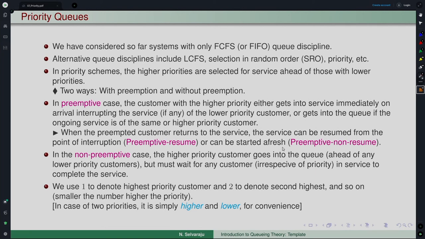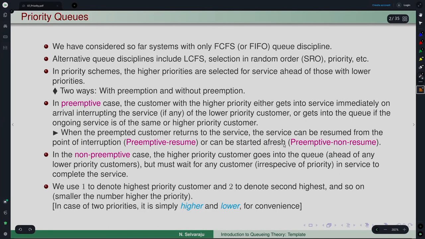Situations in both may be possible here. If some sort of paperwork is being done as the service, then wherever you stopped, you will probably start from there for the lower priority customer. That's one way. If it is something which requires some startup, say for example some kind of heating process is involved, then you have to start afresh, because the already done work is of no use. So that could be preemptive non-resume. In general, you could of course think of more general situations as well. This is the preemptive case, which means he preempts any ongoing service of a lower priority customer.